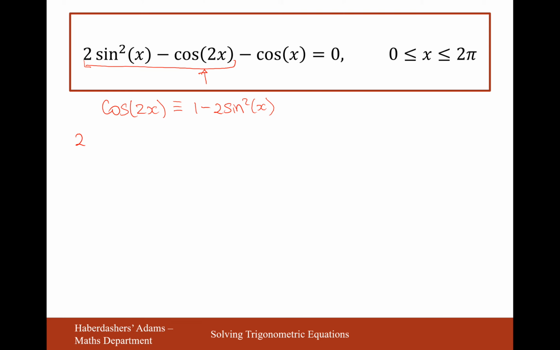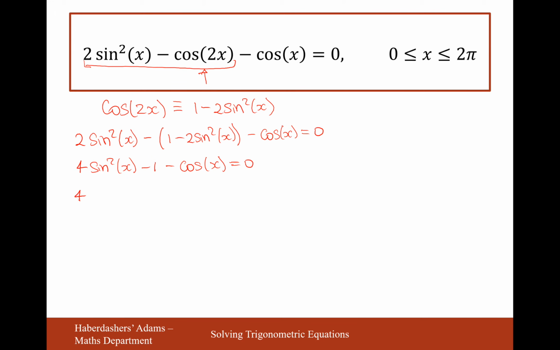So it's going to be 2 sine squared x minus, in brackets, 1 minus 2 sine squared x, minus cos x equals 0. I'm not too worried about the cos x on the right hand side at the moment, because I can always turn sine squared into cos squared by that famous identity, sine squared plus cos squared equals 1. So when I expand the brackets, I'm actually going to get 4 sine squared x minus 1 minus cos x equals 0.